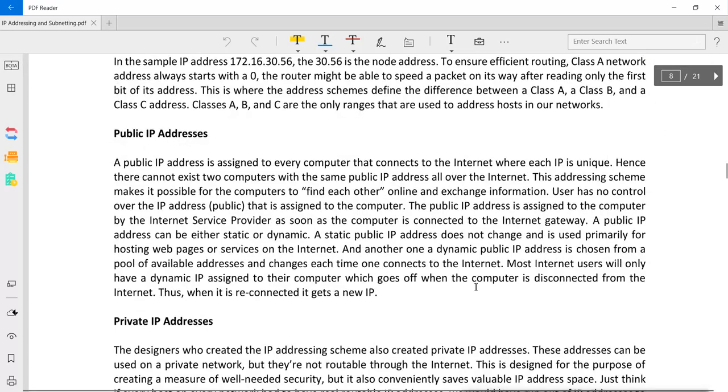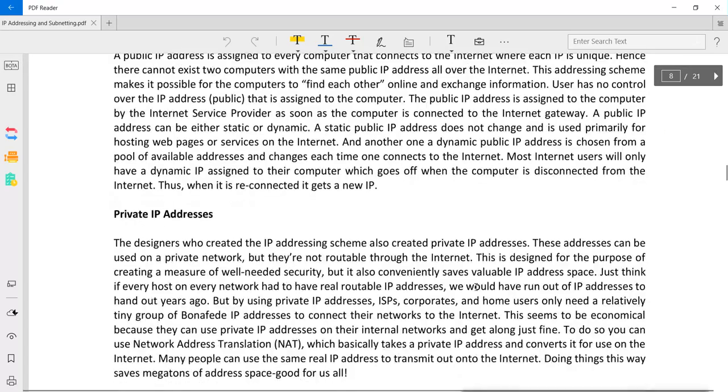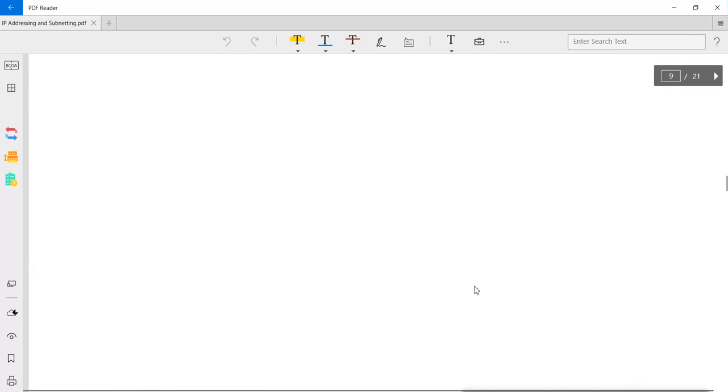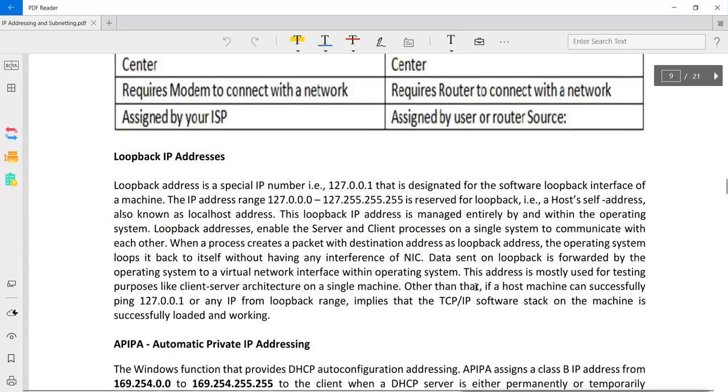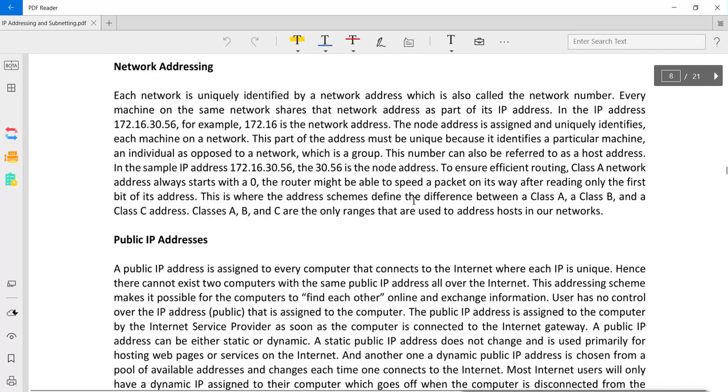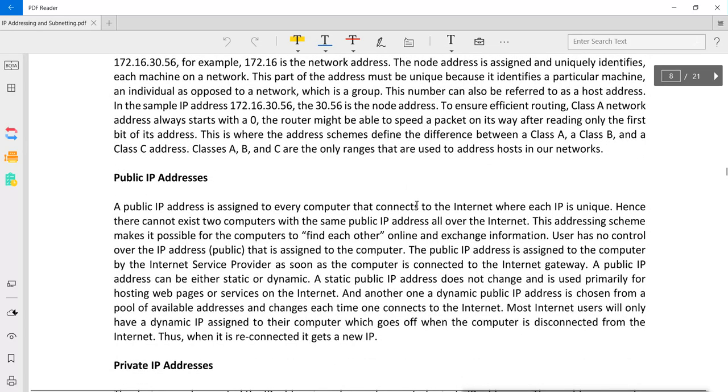Now one more thing is there, public and private addresses, and then we will go on to do the subnetting. These things, public and private IP addresses and also subnetting, we will do in the next lecture.